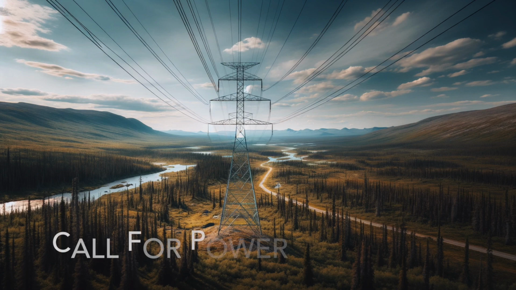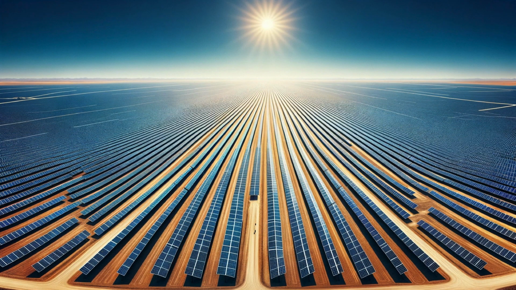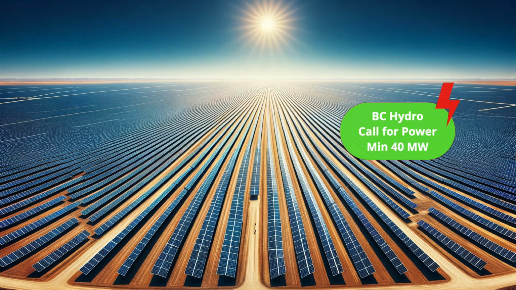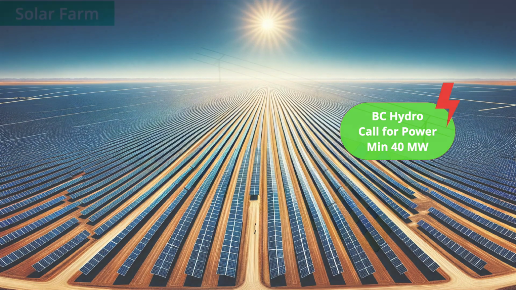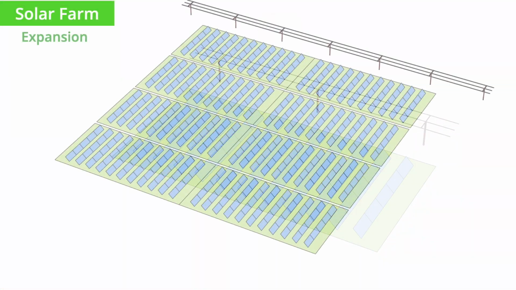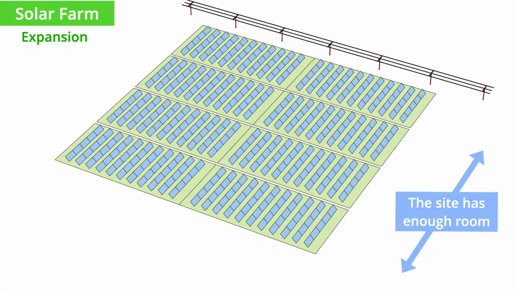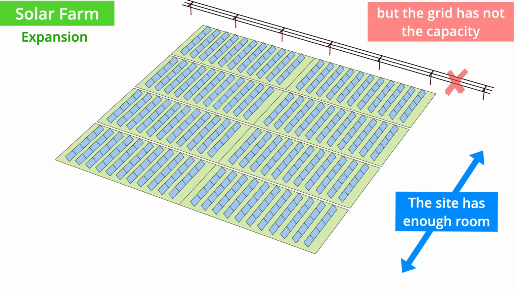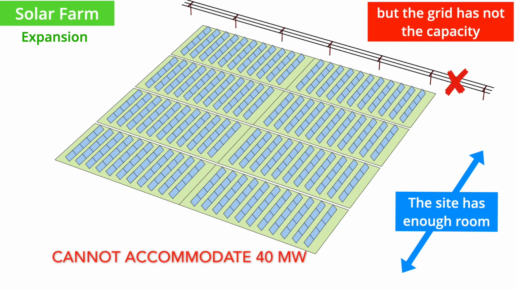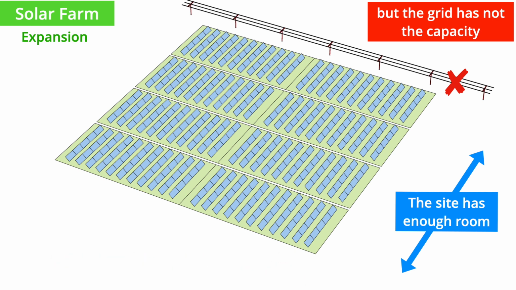BC Hydro has a call for power from independent power producers. Could the Chilcotin Solar Farm participate in this call? The call for power requires a minimum capacity of 40 megawatts. Would it be feasible to expand the Chilcotin Solar Farm to that size? While the site has enough room for a large solar farm, the distribution line has a limited capacity and won't accommodate 40 megawatts. Therefore, it is not possible to expand the Chilcotin Solar Farm to the minimum size required.